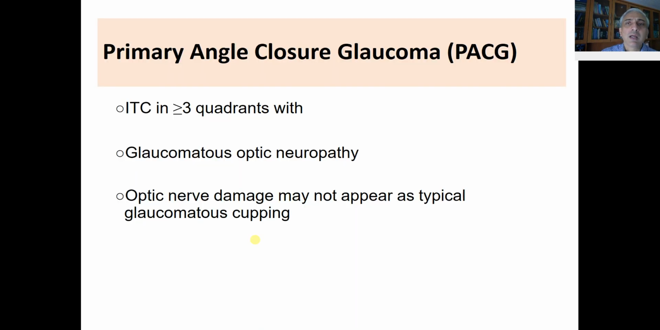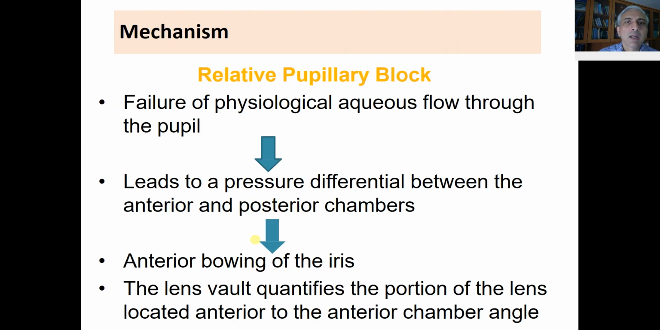Then we come on to primary angle closure glaucoma, which I already explained before, that you need to have iridotrabecular meshwork contact in greater than or equal to 3 quadrants. Now you need to have raised intraocular pressure and glaucomatous optic neuropathy, and the damage may not appear as typical glaucomatous optic atrophy. In angle closure, sometimes they tend to get more attacks of acute angle closure, so you have a sudden spike in intraocular pressure that causes pallor of the optic disc rather than cupping of the optic disc, which is normally seen when you get a primary open angle glaucoma with slow pressure rise.